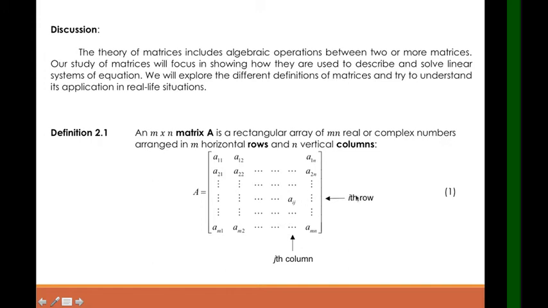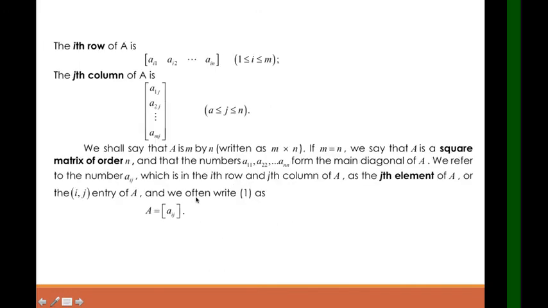Wherein, meron siyang ith row at saka jth column. The i row and j column. The i represents the row and j represents the column. So this is a sample, or let's say a model representation, for a matrix A.